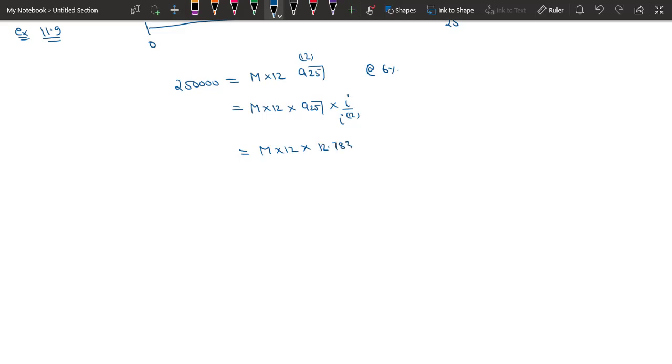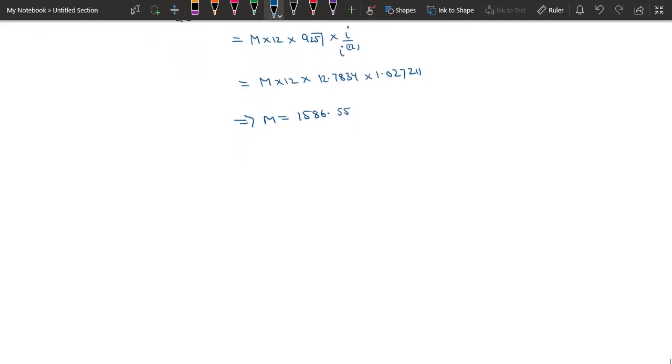12.7834 and the value of i upon i12 is this. So when you solve this equation you will get m equal to 1586.55. So we have calculated the monthly installment that needs to be paid at the end of every month in order to repay the loan by the end of 25th year.